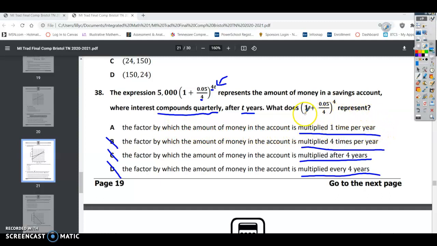So each year it's going to be compounded based on this part of the equation. So you can see that that is just this inside part. You start with the initial amount of $5,000 and t is the number of years. So it's going to be multiplied by that compounded factor 1 time per year. So the answer to number 38 is A.